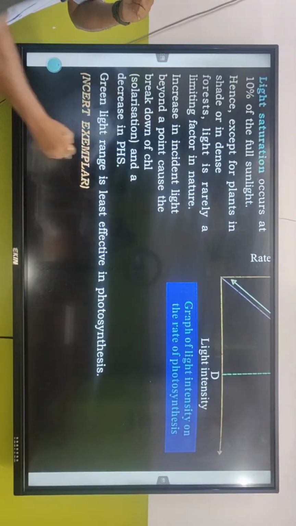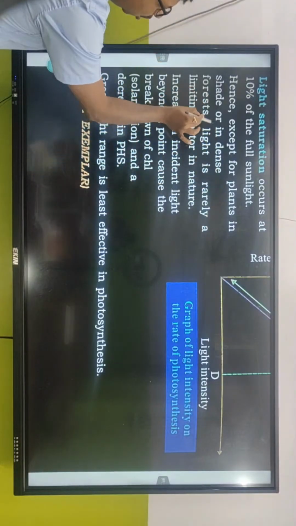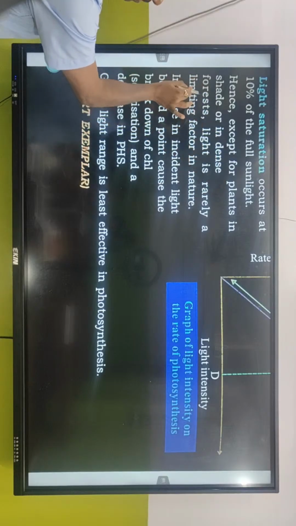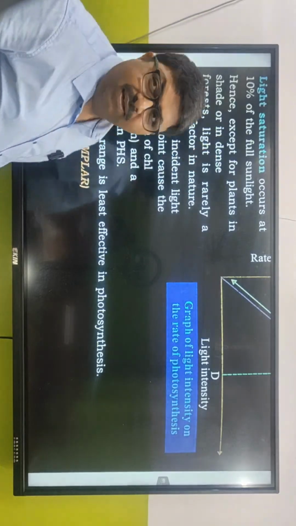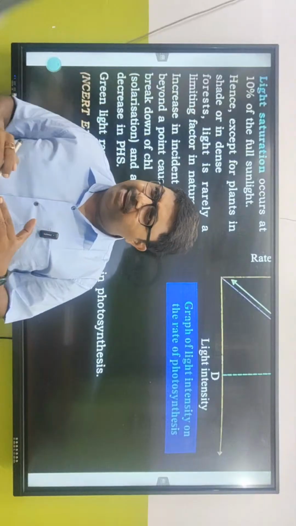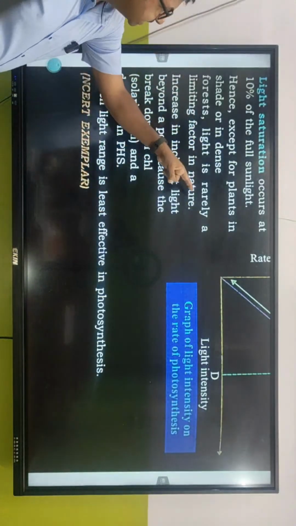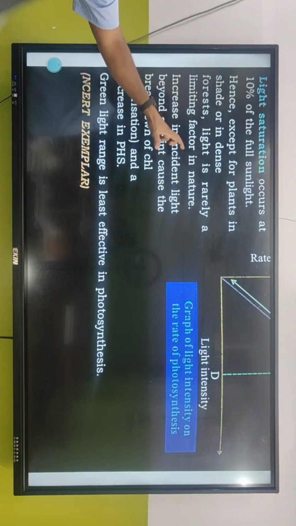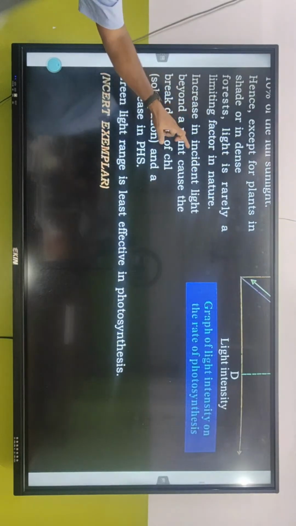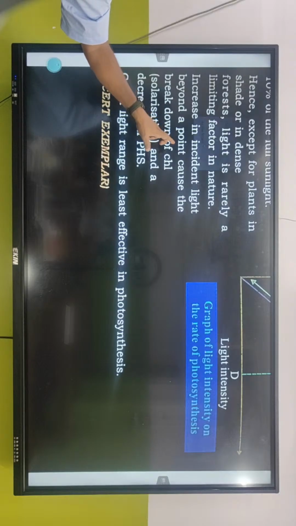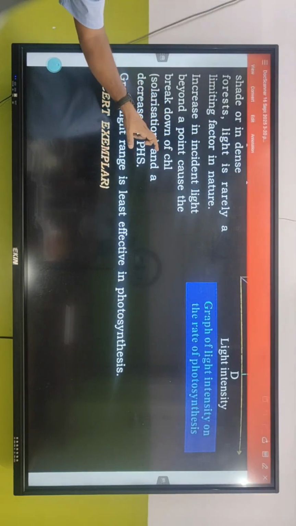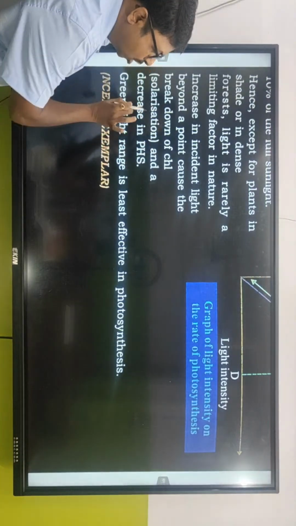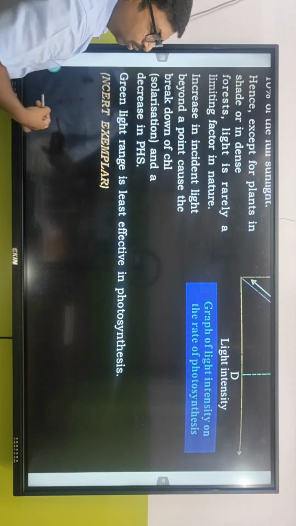Hence, except for plants in shade or in dense forest, where the light does not reach the bottom, light is really a limiting factor in nature. An increase in incident light beyond that point causes the breakdown of chlorophyll, and that is called photooxidation. What can happen if the light intensity gets too high?